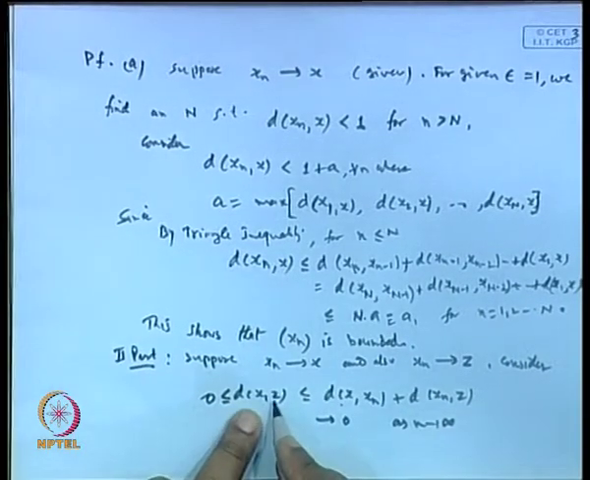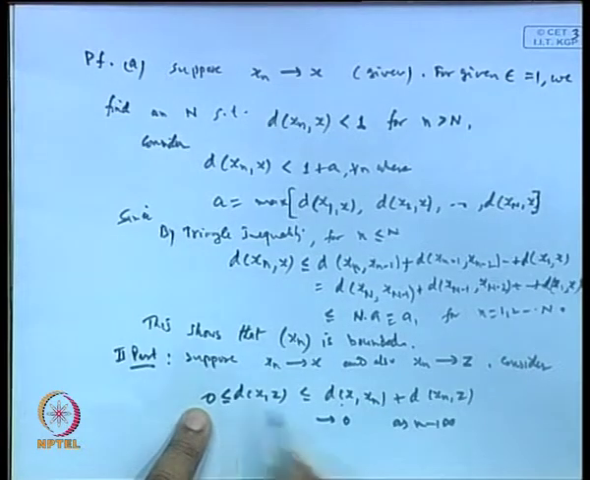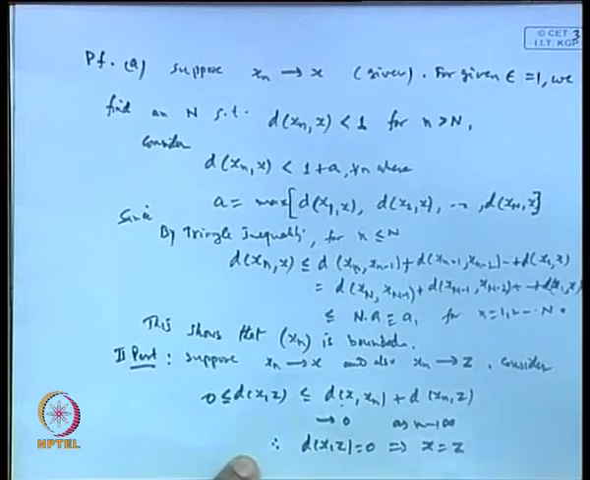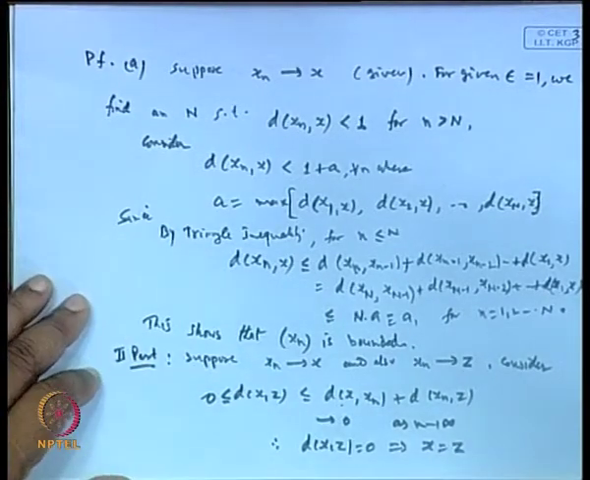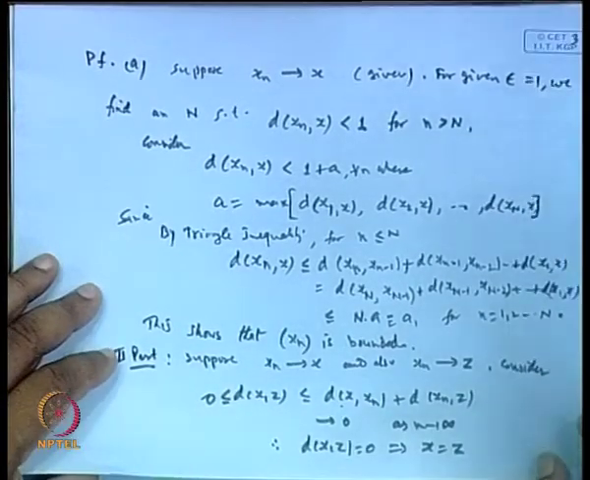Therefore, d of x z is less than or equal to 0, but basically it is always greater than or equal to 0. So, this implies d of x z is 0, that implies x equal to z by definition of the metric. So, limit will always be unique. If a sequence converges, it will converge to the same limit. Okay. So, this is the second part of the proof.